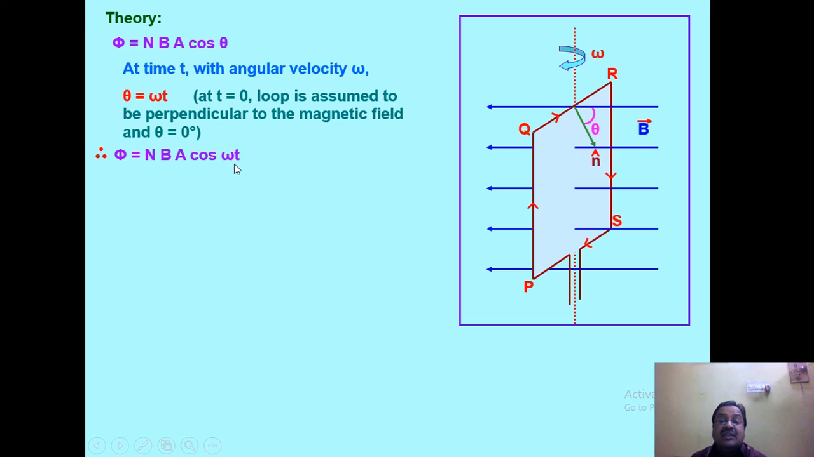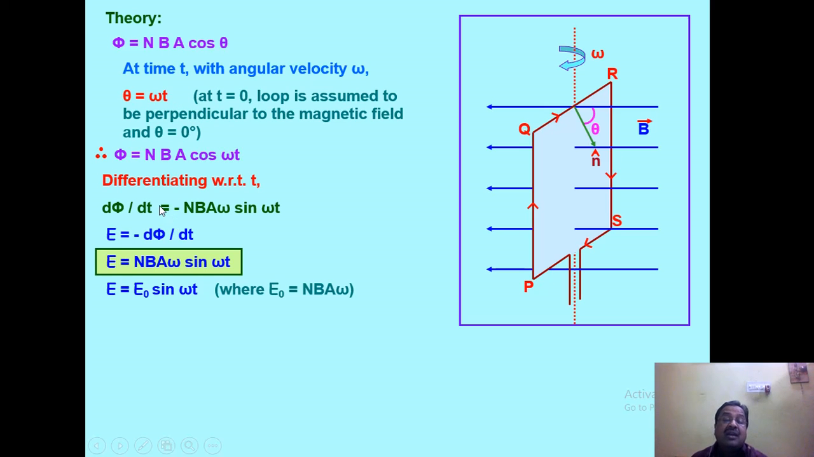So let us replace theta with omega t. So phi equals NBA cos omega t. Let us differentiate phi with respect to time t. Thereby we will get d phi by dt equal to d by dt of NBA cos omega t. NBA being constant is taken out, and the differentiation of cos omega t with respect to time yields minus omega sin omega t. Thereby d phi by dt is nothing but minus NBA omega sin omega t.